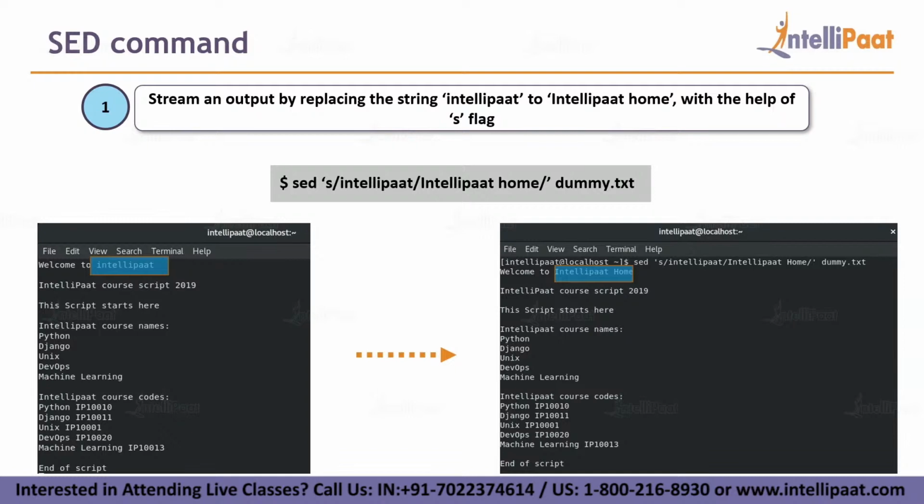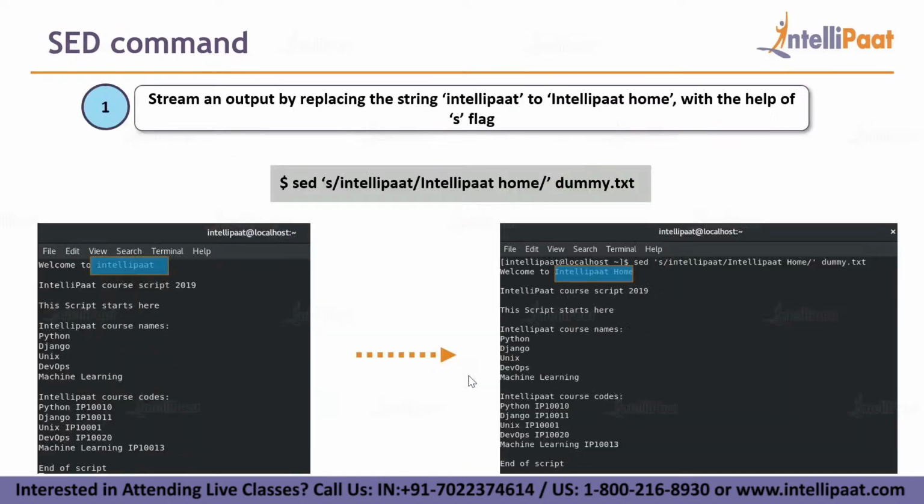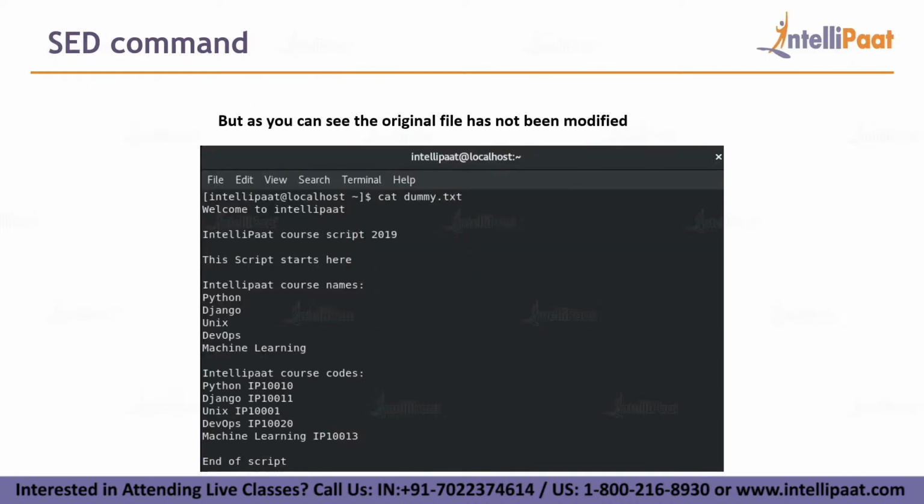Okay, so the s flag, you can see sed s/Intellipaat/Intellipaat home/ dummy.txt. Here you can see Intellipaat has been changed to Intellipaat home when it got printed. So let me go up. You can see here sed, then /existing string/new string/, and in front you will have to provide the s. So you'll have to provide the s flag to make this happen. So let's look at the next one.